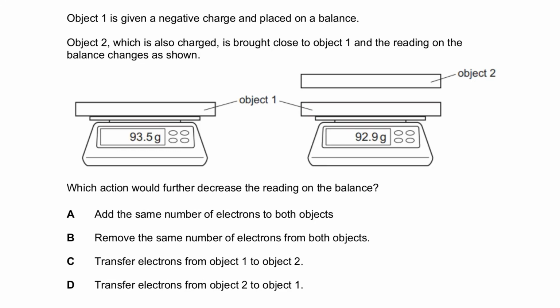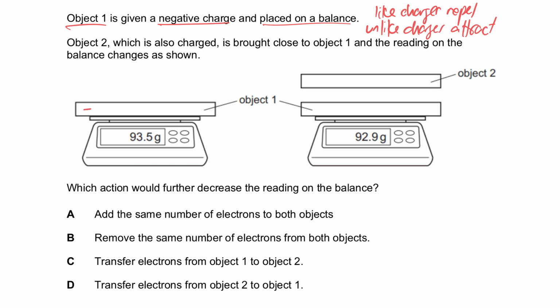This question is on static electricity, and the basic unit will be your law of electrostatics, where like charges will repel and unlike charges will attract. All right, so you're given object 1 is given a negative charge and is placed on the balance.